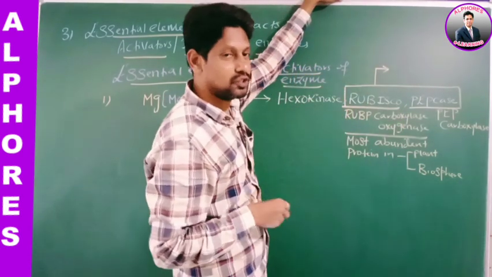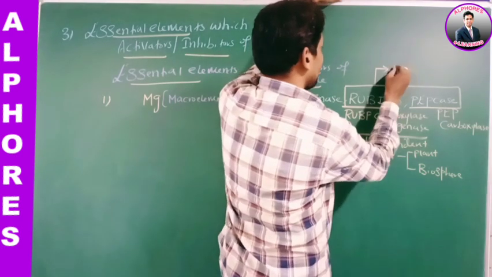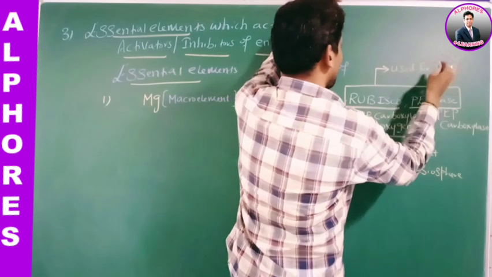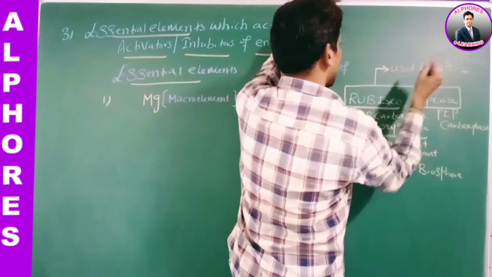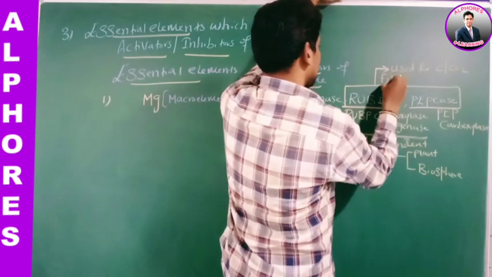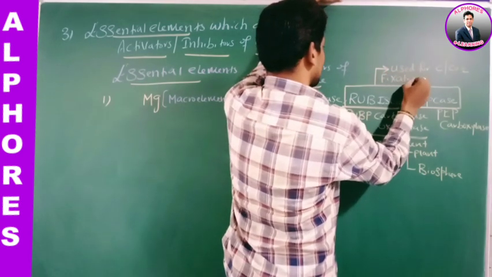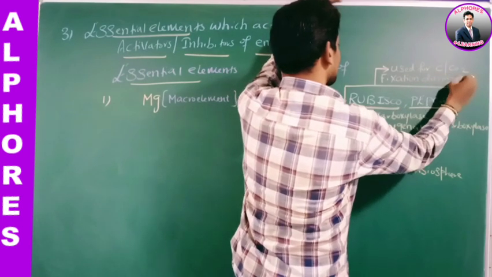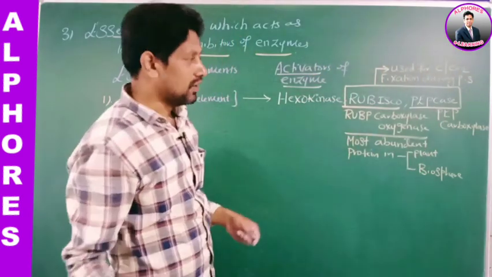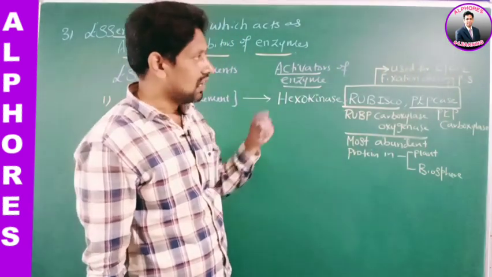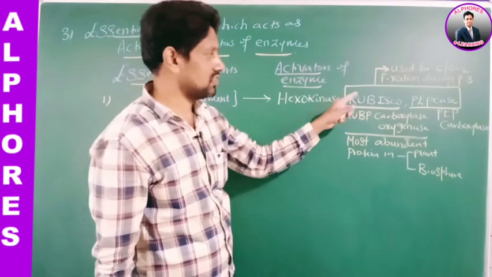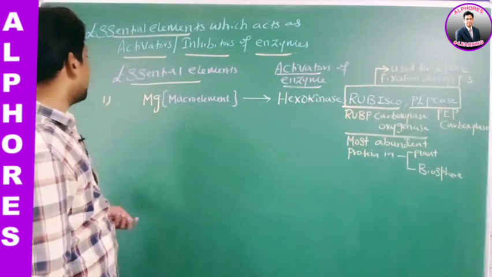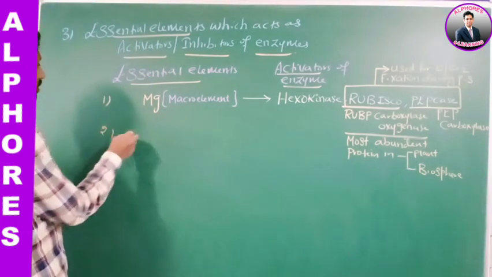What is the function of these two? Rubisco and PEPcase are used for carbon dioxide fixation during the photosynthesis process. Therefore, during photosynthesis, carbon dioxide fixation requires these two enzymes, that is Rubisco and PEPcase. Okay, right. Now go for number 2, second example, manganese.